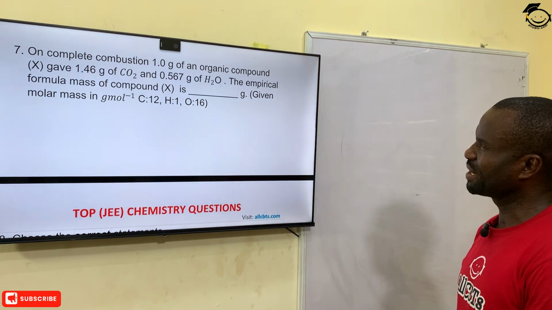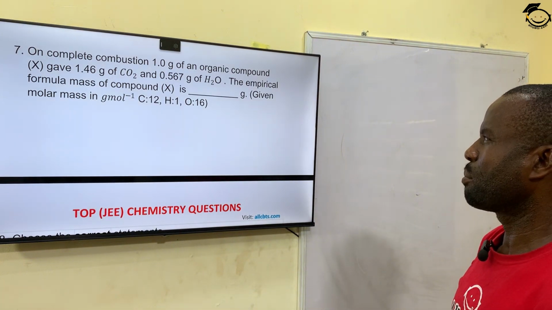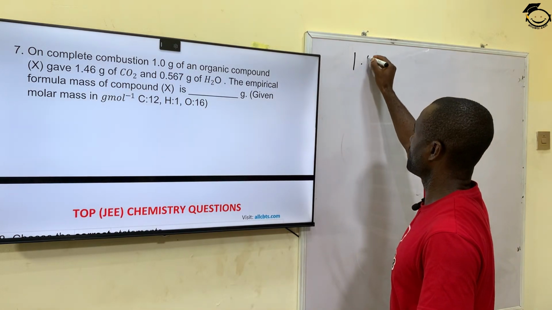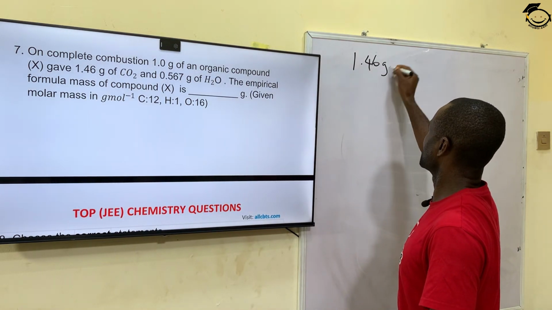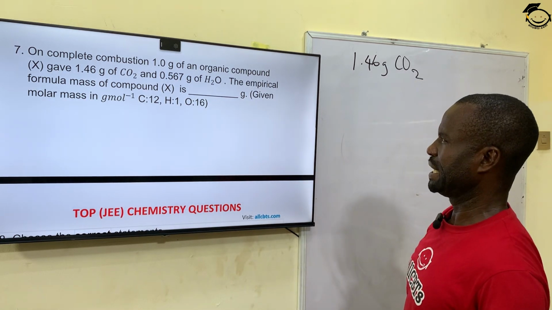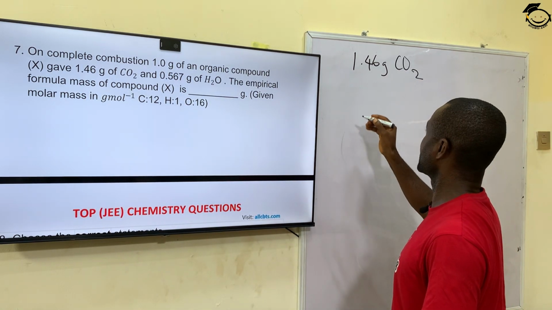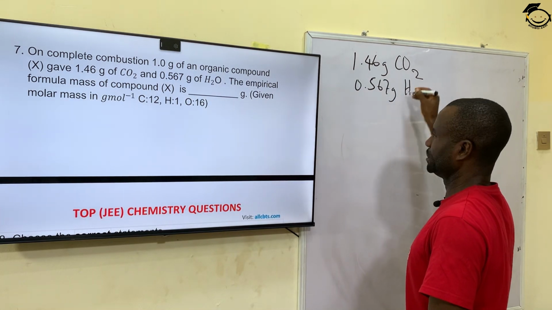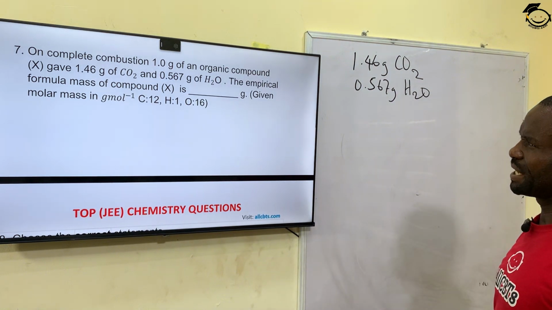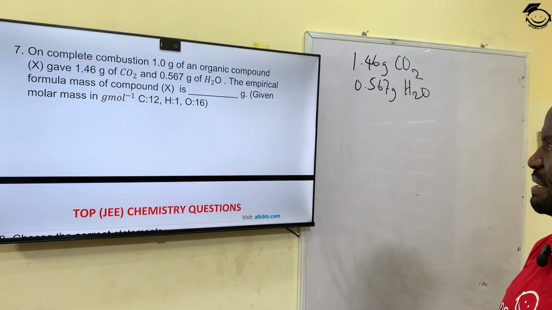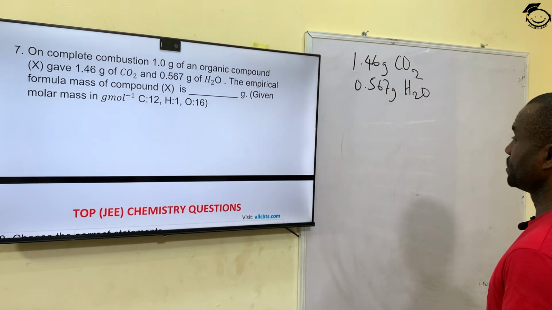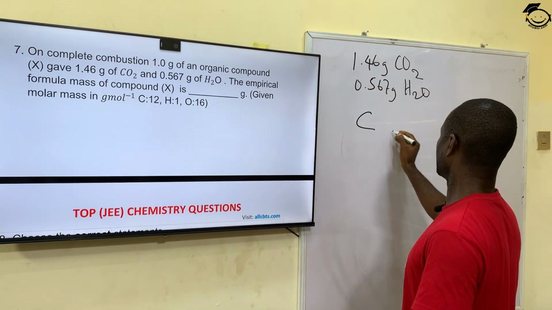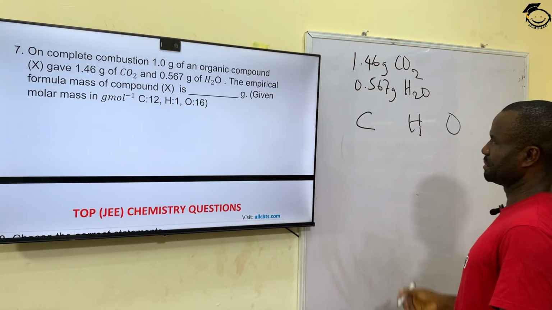Okay, the next question says, on complete combustion, 1 gram of an organic compound gave 1.46 gram of CO2, so meaning mass of CO2 is 1.46 gram, then 0.567 gram water. Now, find the empirical formula of compound X. Mind you, the elements present in the compound are carbon, hydrogen, and oxygen.